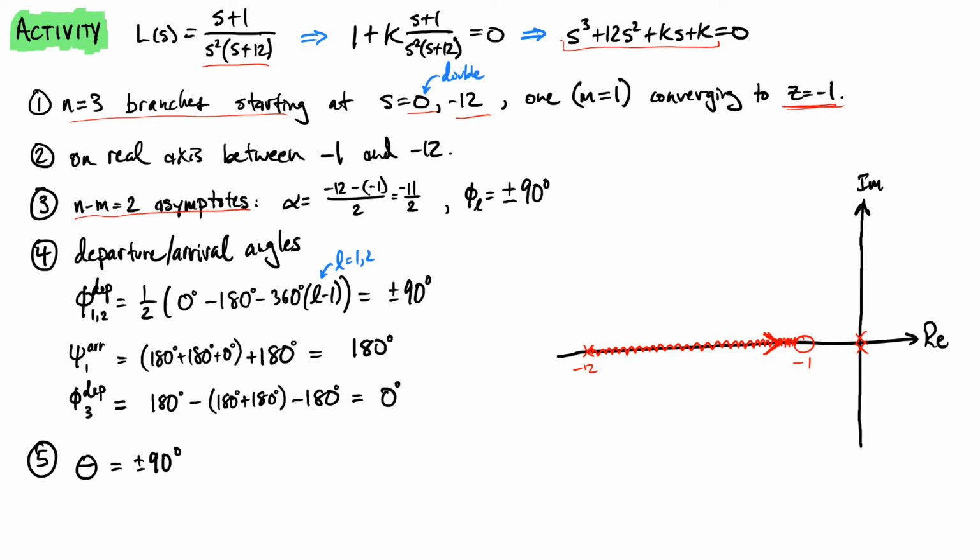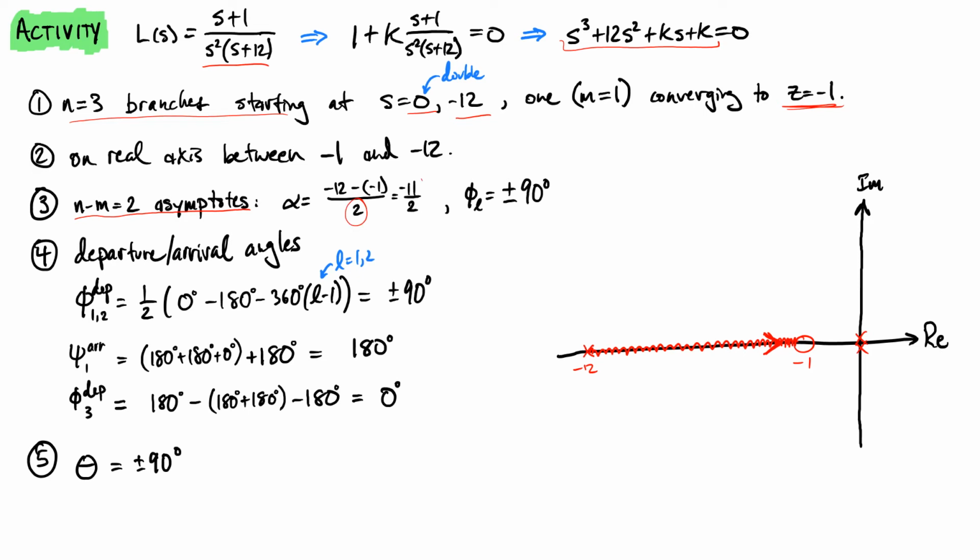So then the formula here is we're going to take the sum of the poles. One of the poles is at minus 12. The other poles are at 0. So it's just going to be minus 12 plus 0 plus 0. And then we're going to subtract away the sum of the zeros. And the sum of the zeros is just minus 1. And so that's divided by n minus m, which is 2.